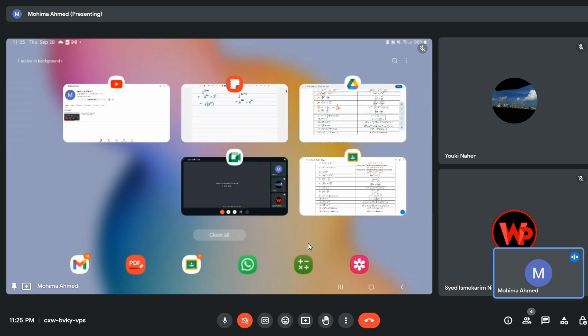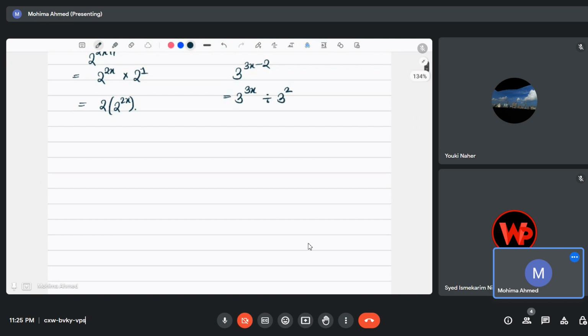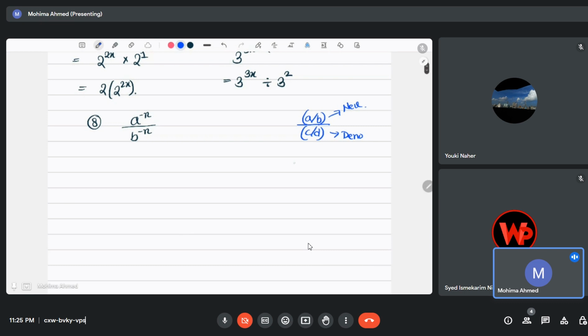Moving to the equation 8 over here. I'll just write the equation 8 in this part. a by b power minus n. Again, introducing a very basic format of fraction that I think Yuki just already saw in the previous class. A by B divided by C by D. In this section, this is the numerator and this is the denominator. Okay. So over here, you can actually write the numerator separately as A divided by B.